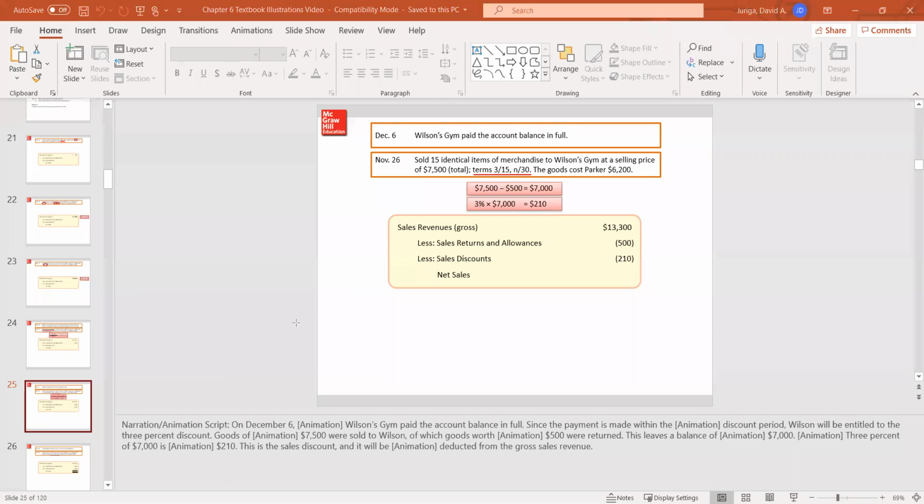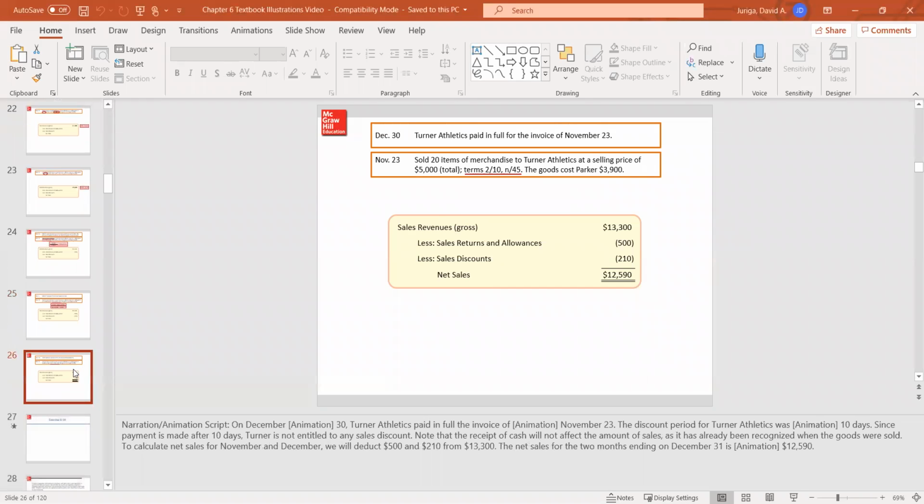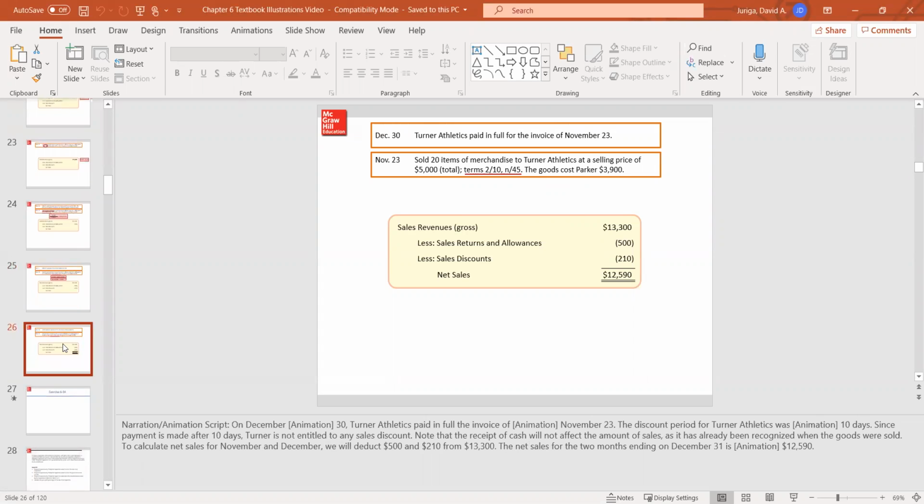And then of course, here's a couple discount situations. Once you returned it, then the discount would be calculated on the 7,000, not the 7,500, and there's 3% because they pay us early. So that'll be part of the discount there that will reduce our gross revenue. And I believe that was the last one. So net revenue, if you go back and review the items, should be $12,590.